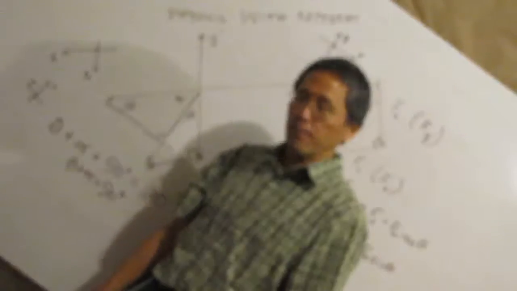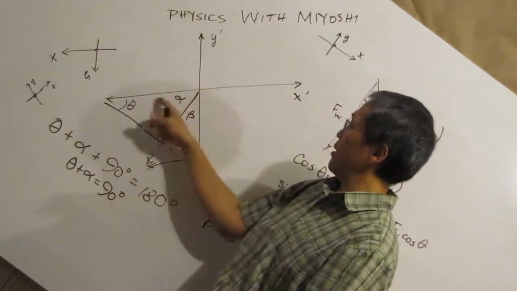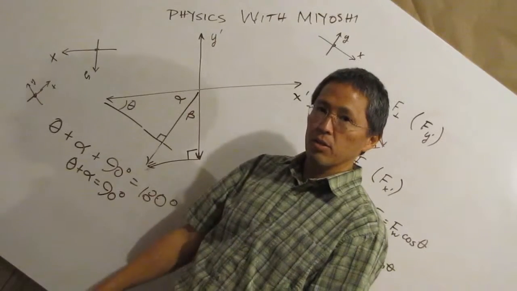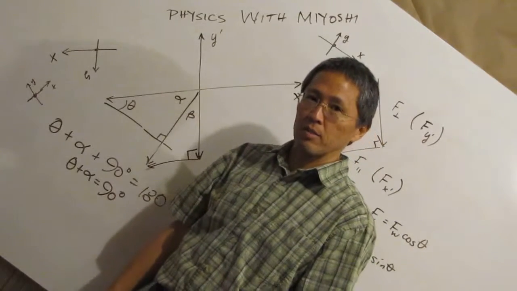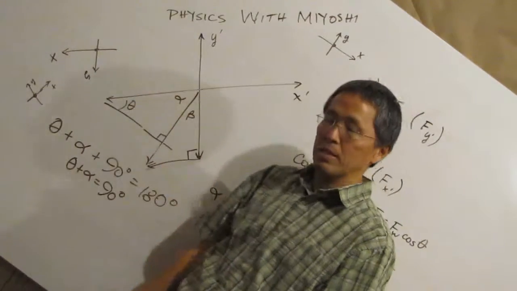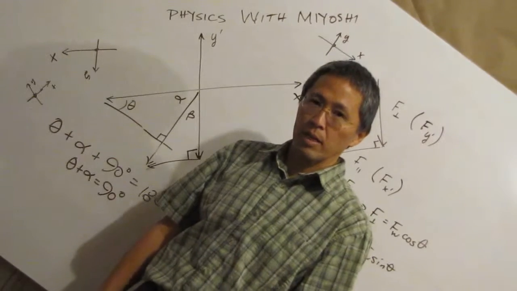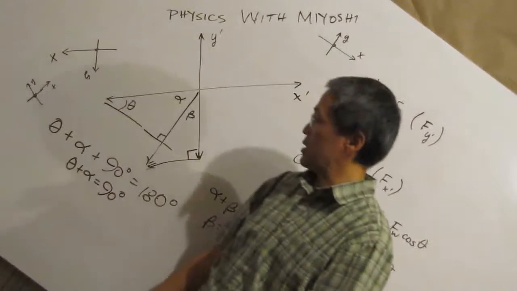It's just a matter of choosing what's convenient for you, and normally that is parallel and perpendicular to the direction of force or the direction of motion. So hopefully that helps explain a little bit about why we can change our axes, and hopefully you got a little bit out of this discussion.